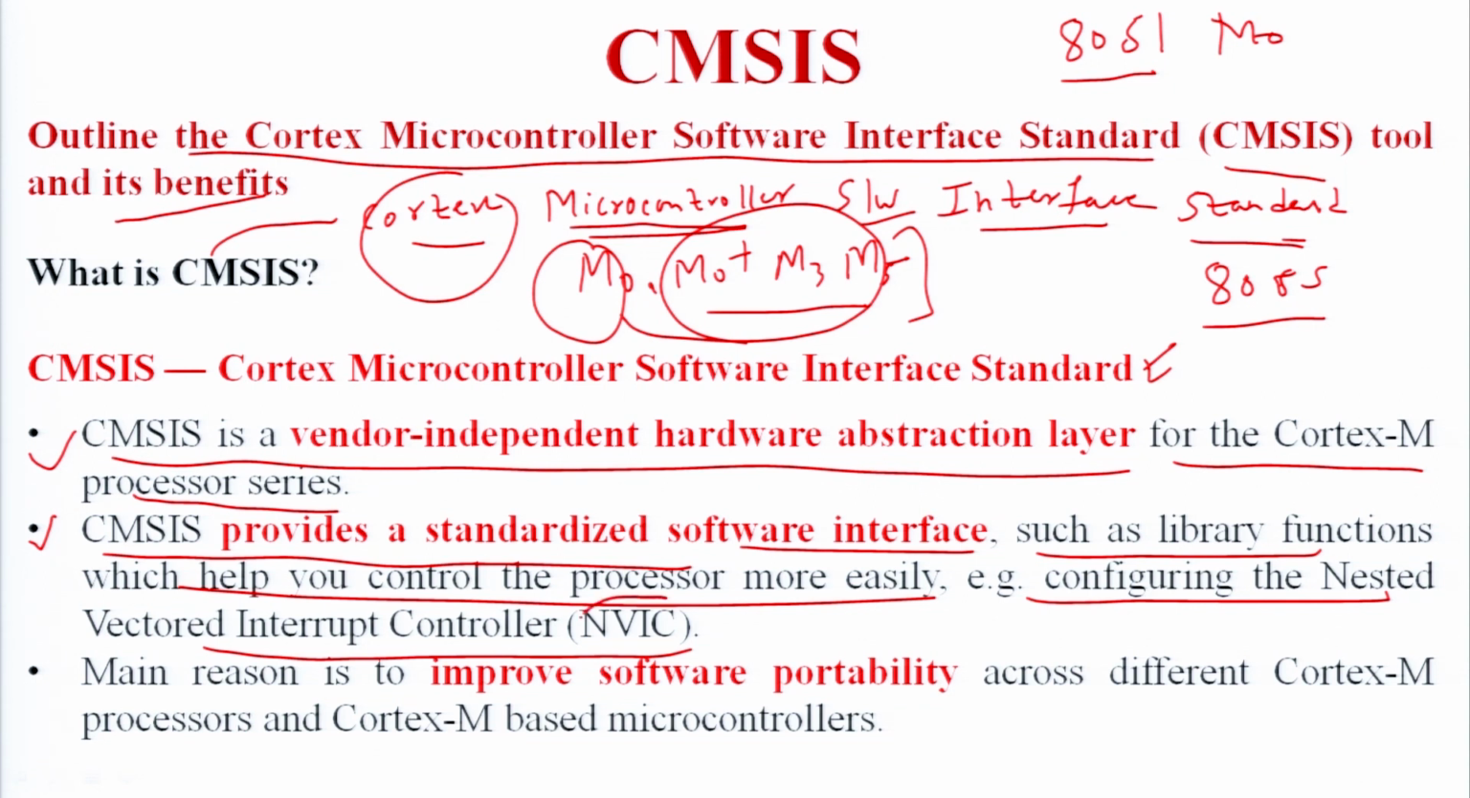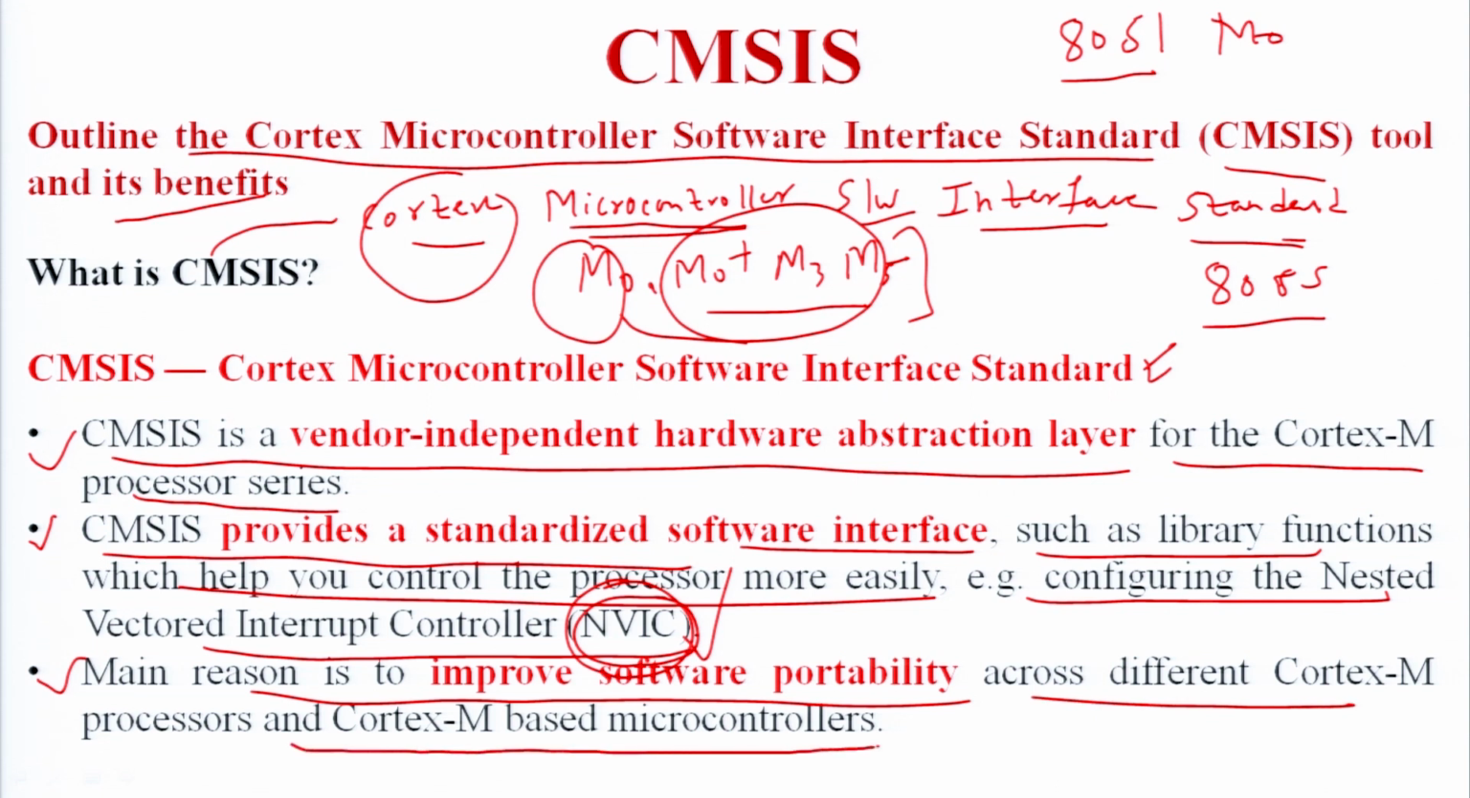So NVIC is responsible for deciding which interrupt is handled by the CMSIS. It is all carried out by the NVIC. Because if in a processor there are a lot of interrupts, which interrupt has to be handled will be looked upon by the NVIC. So the main reason is to improve software portability across different Cortex M processors and Cortex M based microcontrollers.